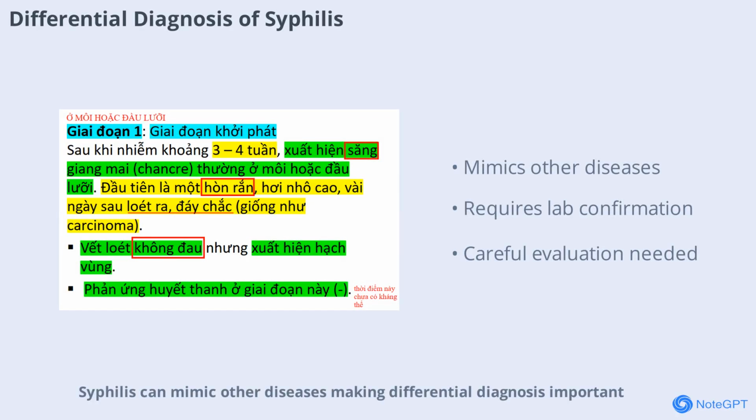Syphilis can mimic other diseases, making differential diagnosis important. In the primary stage, it may resemble Behçet's syndrome or genital herpes. Secondary syphilis can be confused with drug reactions or fungal infections, while tertiary syphilis may be mistaken for tuberculosis or oral cancer. Careful clinical evaluation and laboratory testing are essential to distinguish syphilis from these conditions.